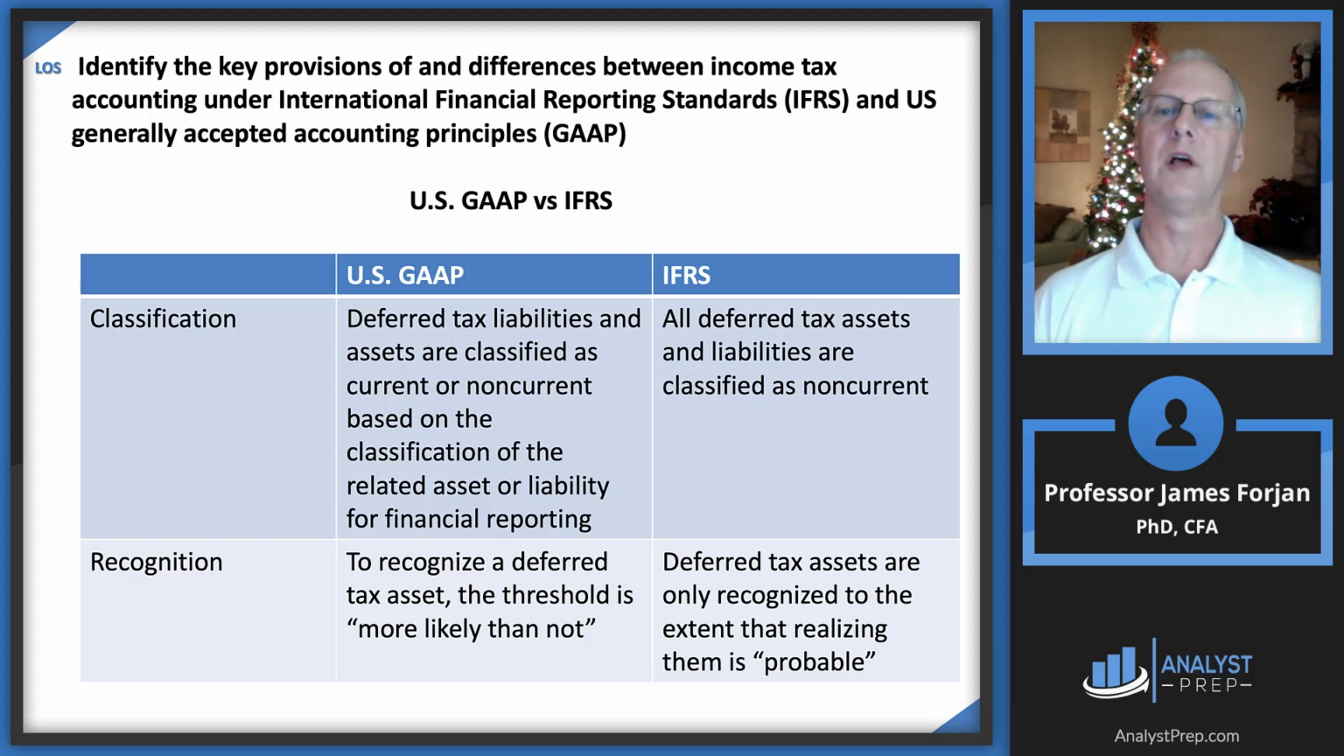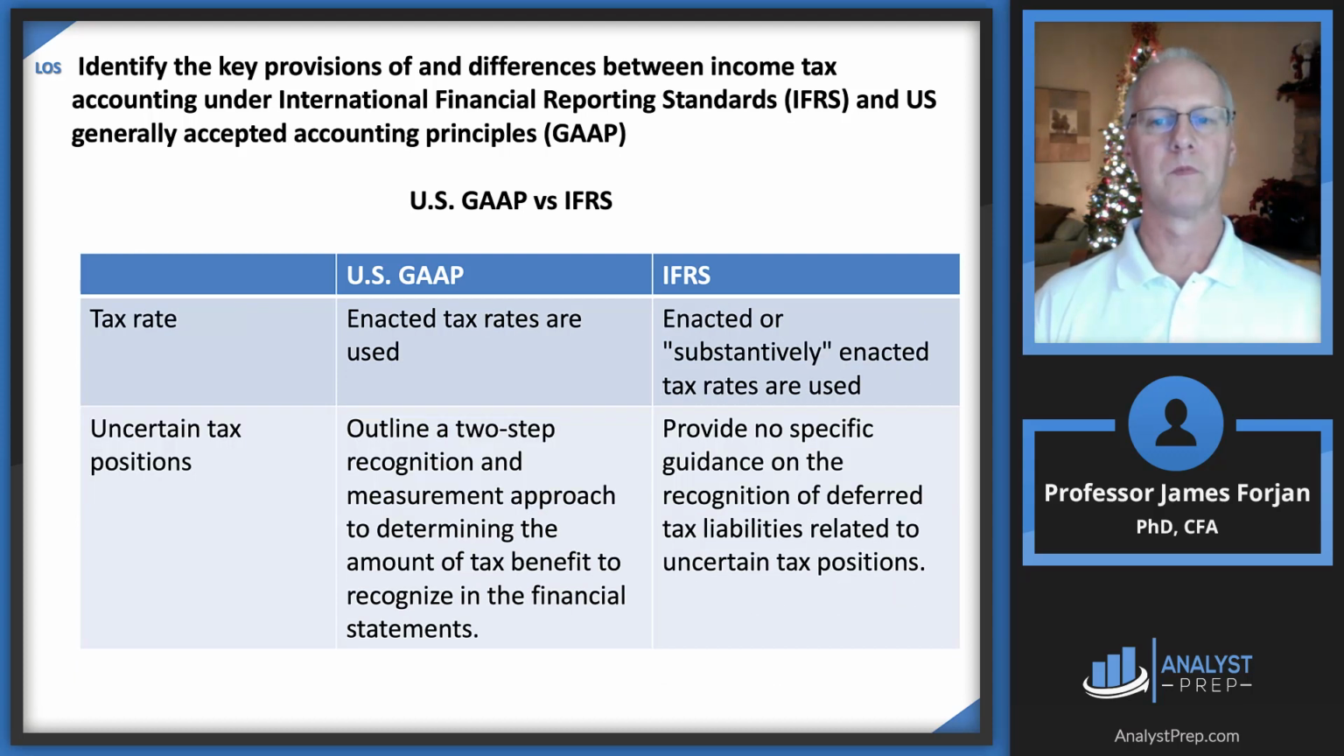Now, under recognition, in the international standards, deferred tax assets are only recognized in the event that there's going to be a probable realization. US GAAP is that more likely than not. So probable and more likely than not, that's a big difference. Tax rates in the US are the enacted rates. Under the international standards, they are the enacted or substantively enacted. And then what happens if there are uncertain tax provisions? US GAAP outlines a two-step recognition and measurement approach, and the international standards really provide no specific guide.